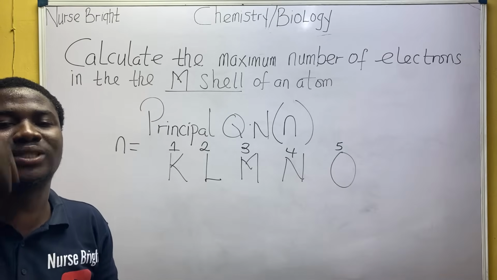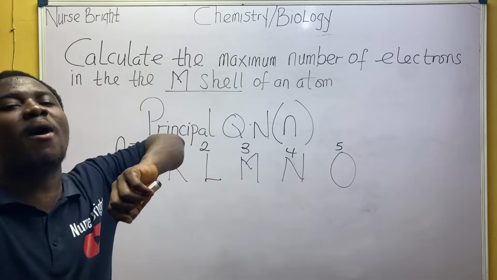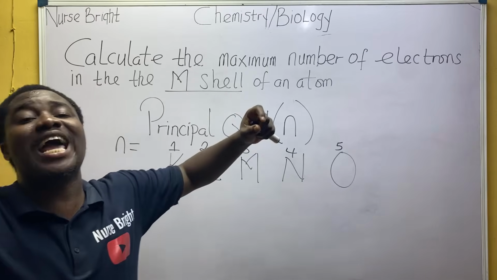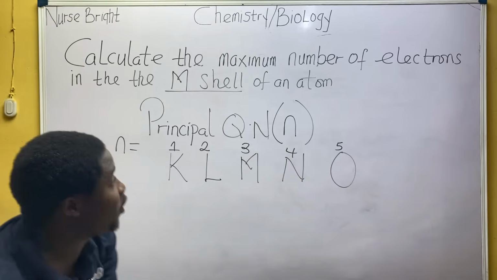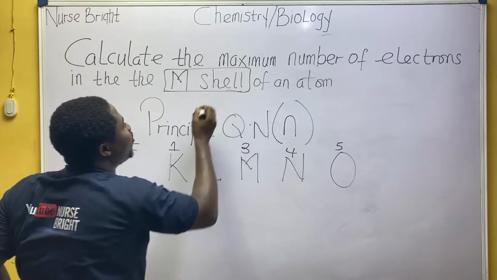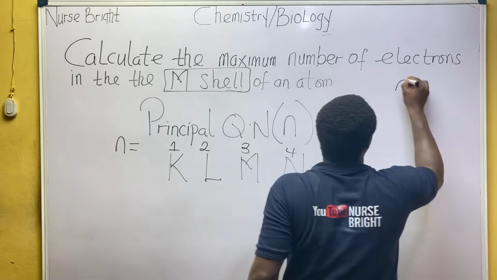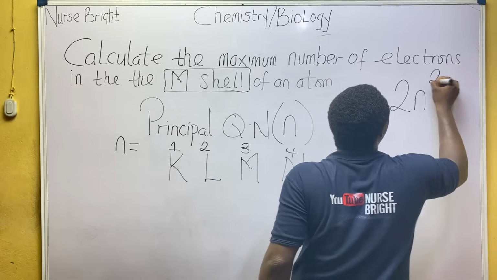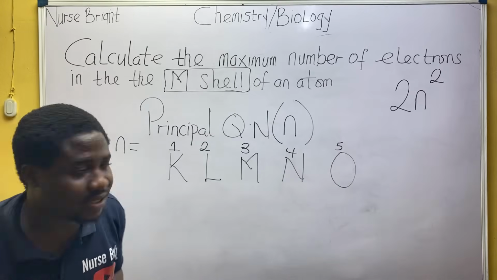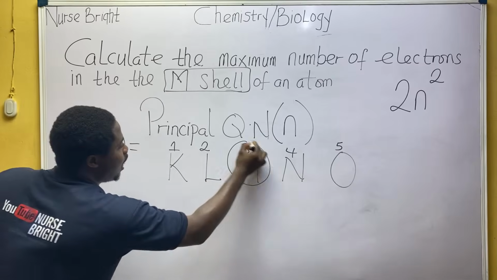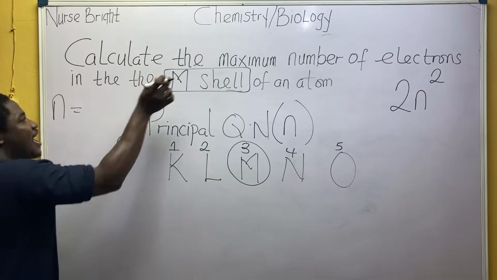Whenever they ask you to determine the maximum number of electrons in a shell, because I want us to get the maximum number of electrons in this shell called the M shell, a formula is used, and the formula is simply 2n squared. Class, notice: for the M shell, what is the n value for the M shell?